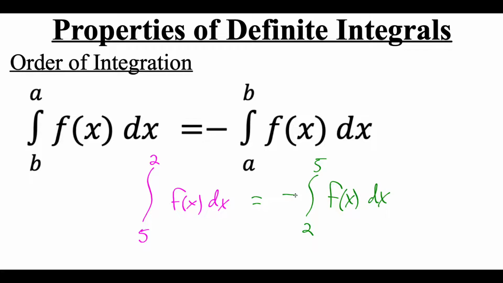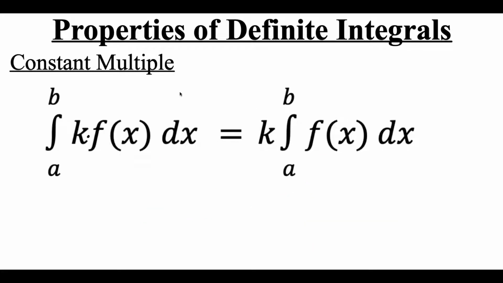Now the next property is a constant multiple property. Here we're doing an integral from a to b of k times our function f of x. K is just going to be some constant multiple number. What we're allowed to do is pull that constant multiple out in front of the integral. Then when we do our integration, we'll just multiply that k value by whatever answer we get.